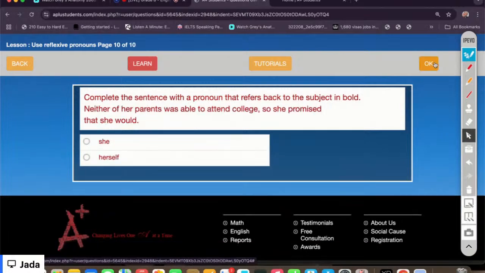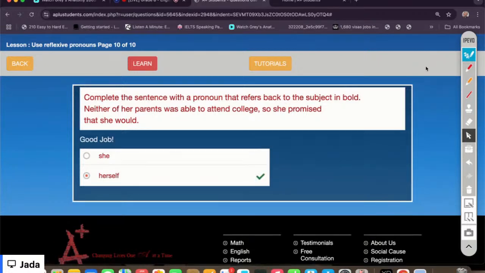So, we have neither of her parents was able to attend college. So, she promised herself that she would. So, she promised what? What does she promise? So she promised herself. Okay, so that's it for using reflexive pronouns.